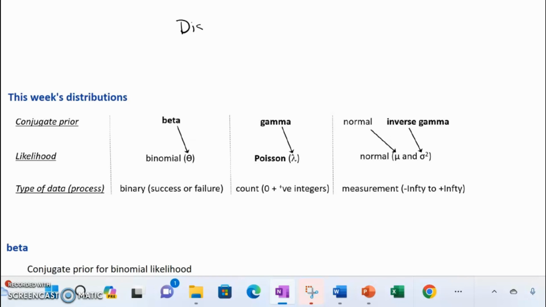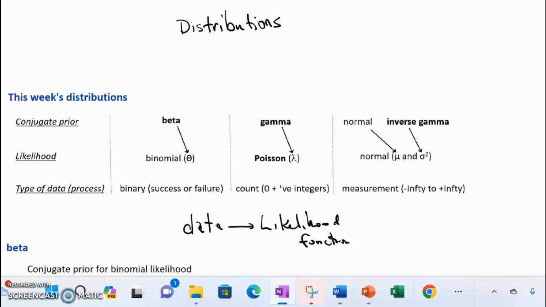So the purpose of this video is to go over some of the distributions that we're going to see this week. We will, of course, have some data, and we're going to need a likelihood function. The likelihood function will reflect the process that gave rise to the data. We're also going to need to have a prior, and we're going to choose priors that are conjugate to our likelihood function. We don't necessarily have to choose priors that are conjugate, but we will to simplify things.